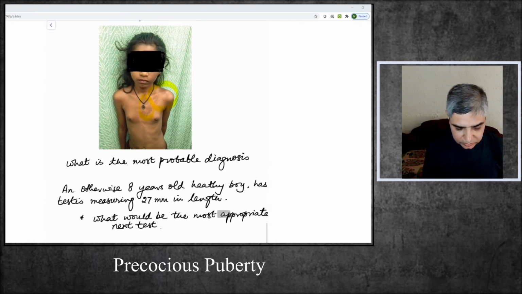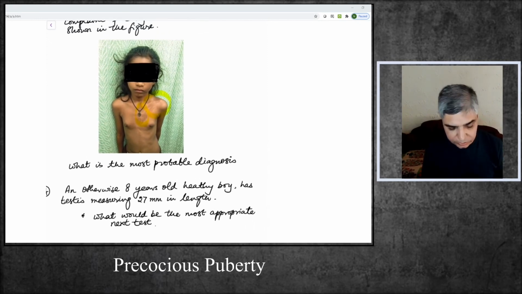And question number 4 is an otherwise healthy 8-year-old boy who has testes measuring 27 millimeters in length. What would be the most appropriate next step? You are given a condition in which an 8-year-old boy has got testes measuring 27 millimeters. So 27 millimeters is greater than the cutoff level of 25 millimeters. 4 mL is equal to 25 millimeters, and this is greater than that. So this is precocious puberty. What would be the most appropriate next test? The best screening test is the LH level. So you would be doing the LH levels to see if they are raised or not. That would be the appropriate answer to this question.